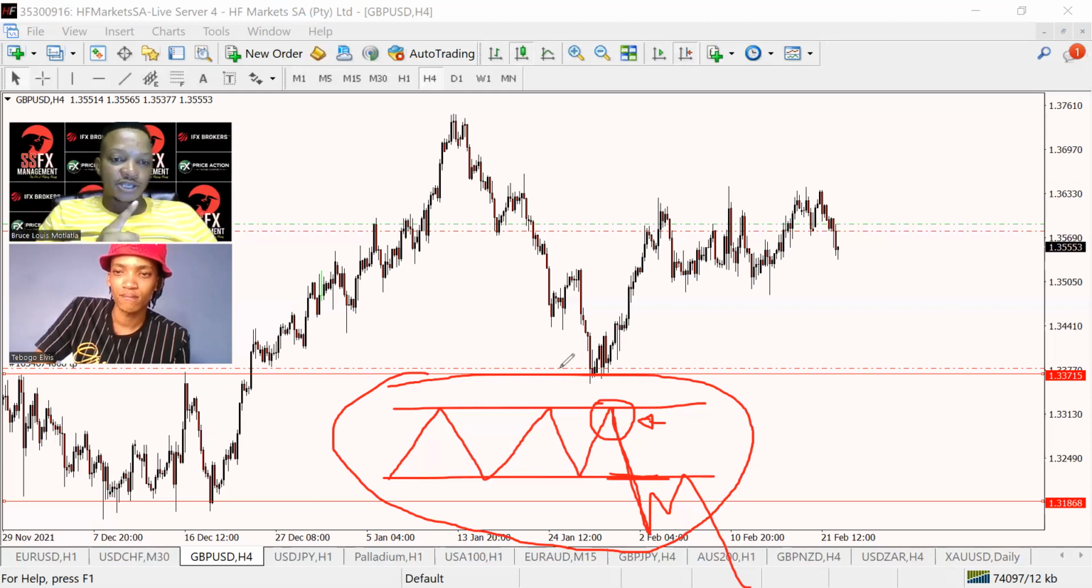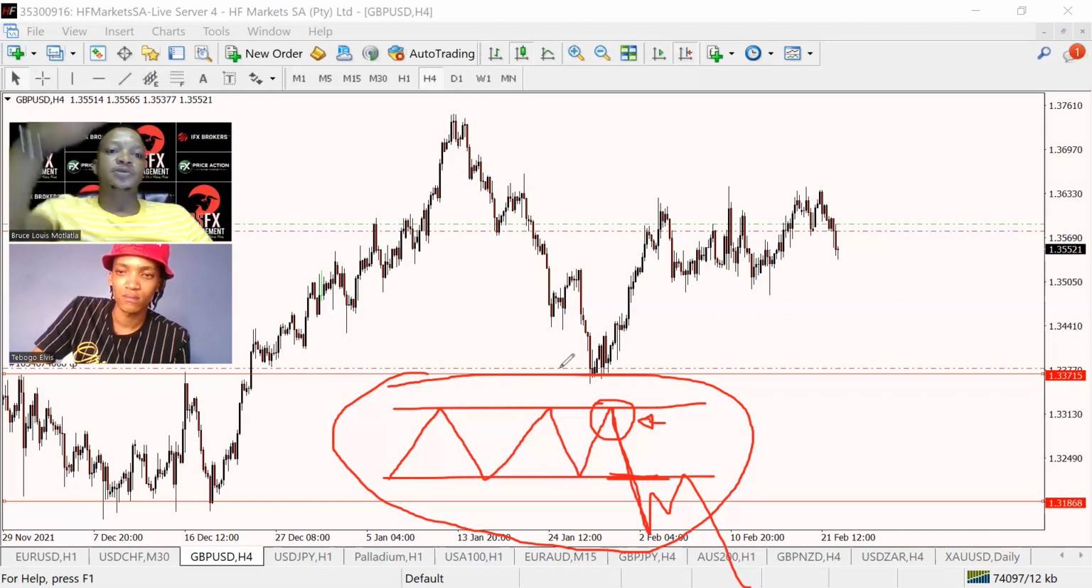The best signal to get is either it breaks high or low. But it doesn't mean you don't have to trade. That's when you'll use what? Support and resistance and the candlestick patterns. Not only support and resistance.